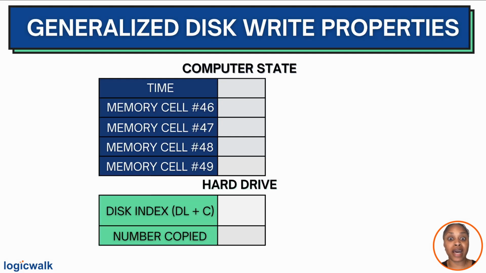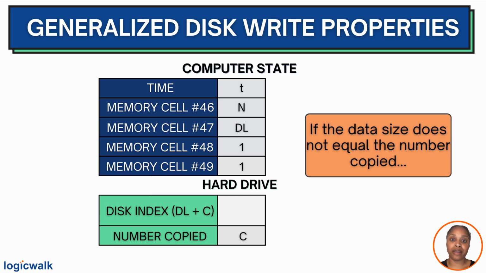Suppose at some arbitrary time t, memory cell 46 contains some value n, which represents the data size. Memory cell 47 contains some value dl, which represents the disk start index. Memory cells 48 and 49 both contain a 1, where memory cell 48 shows the disk is in write mode and memory cell 49 is turned on. And in the hard drive, the number copied will contain some value c.